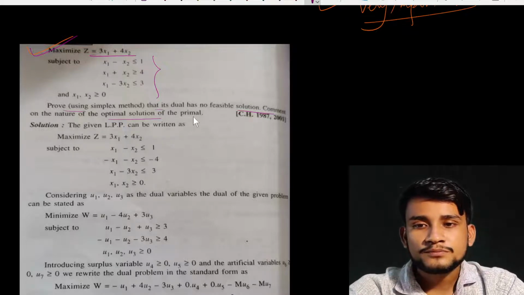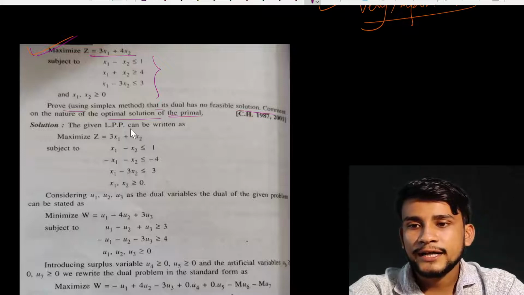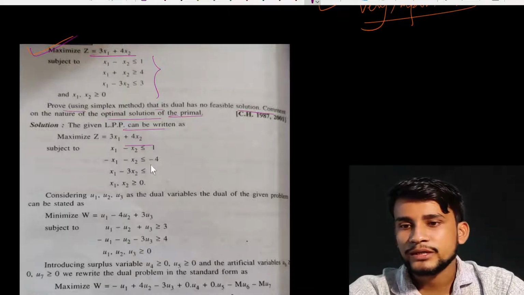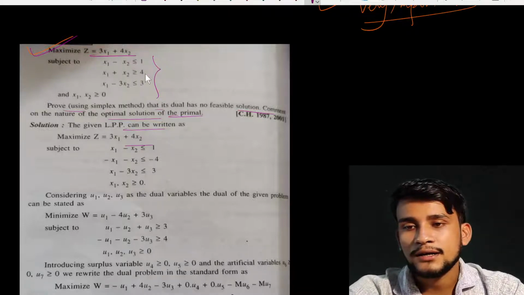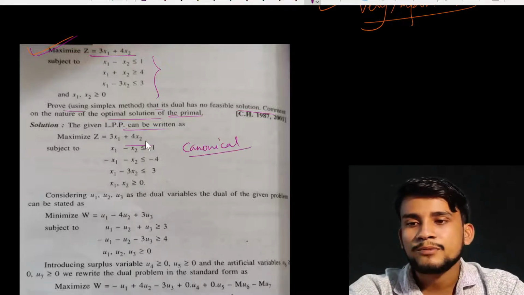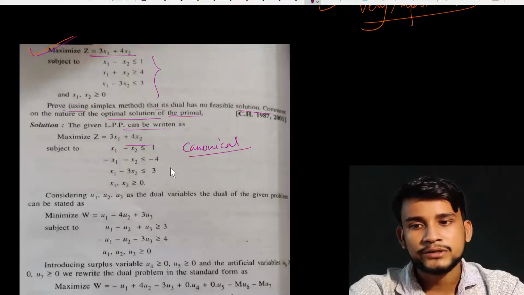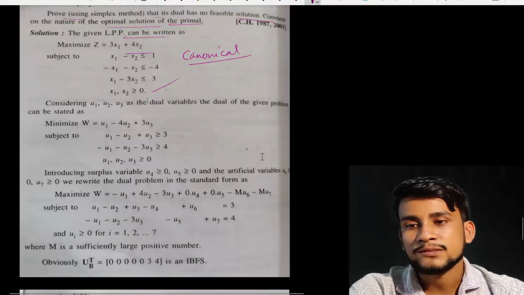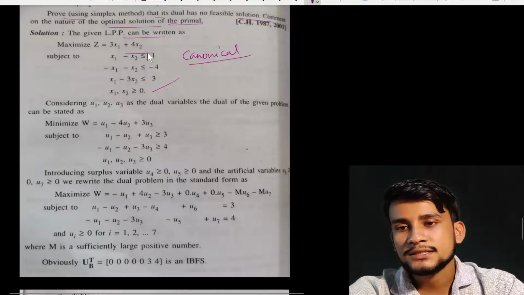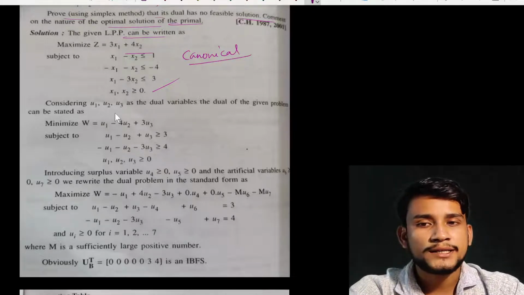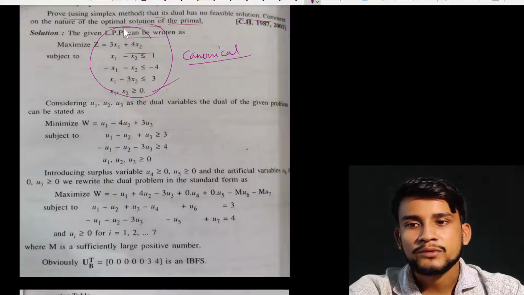So the given LPP can be written as maximize z equal to 3x1 plus 4x2, and we first write it in its canonical form. The canonical form is maximization with less than or equal to constraints in this case. So we write less than or equal to type inequalities by multiplying the constraint by -1. We convert it to the canonical form, that is a maximization problem. Since these three are less than or equal to, we have to choose slack variables. First we write the dual of this LPP.